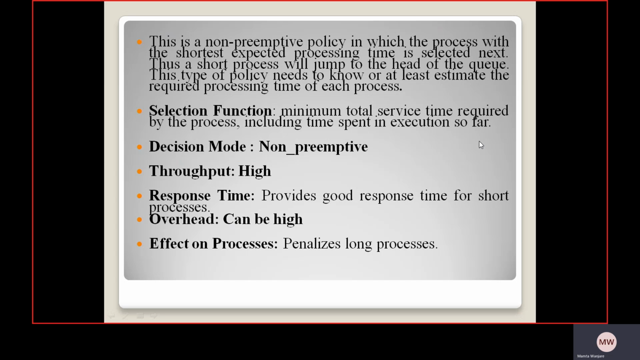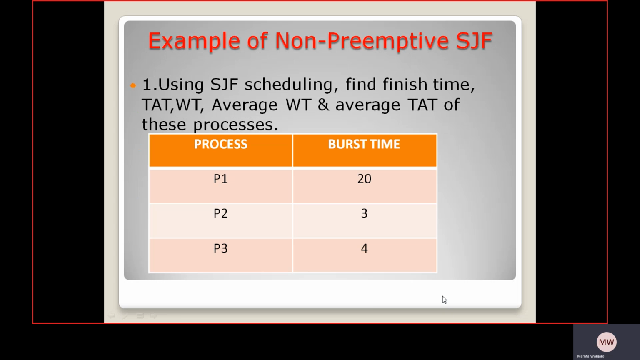Decision mode is a non-preemptive type. Throughput is high. Response time, it provides good response time for the shortest process. Overhead can be high. Effect on processes, it penalizes long processes.